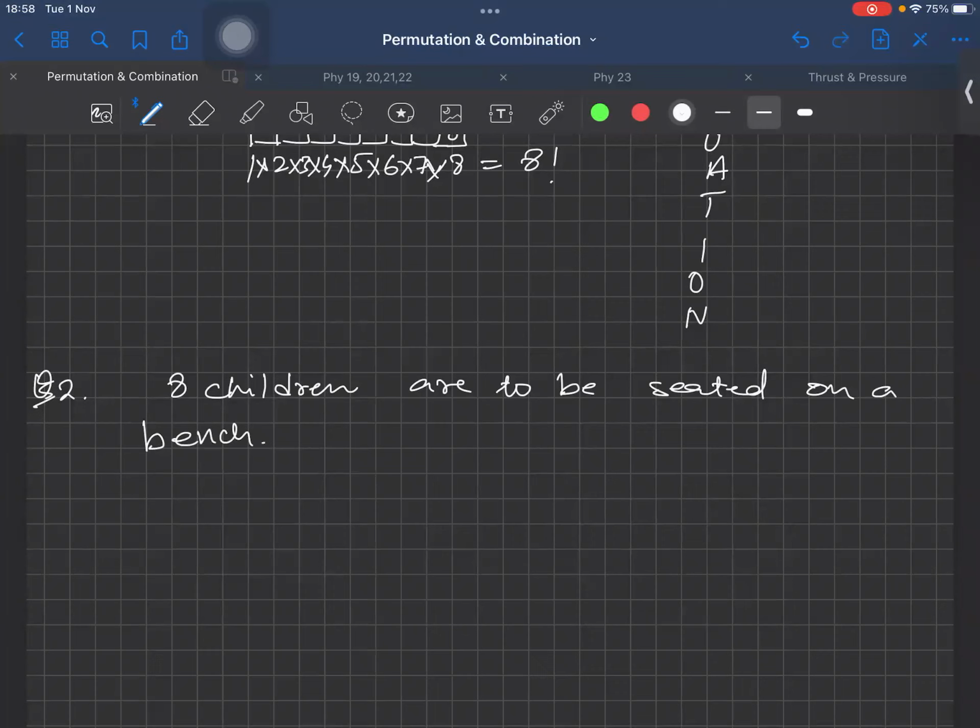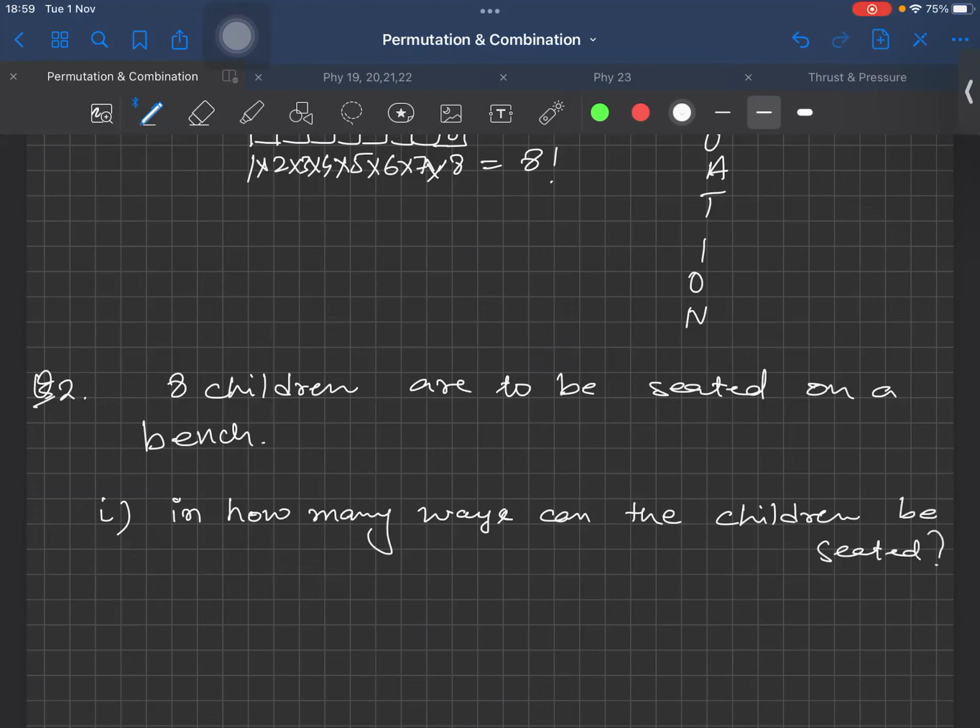Now first calculate in how many ways can the children be seated. In how many ways, that means arrangement of children, right? In how many ways can the children be seated? How many ways?